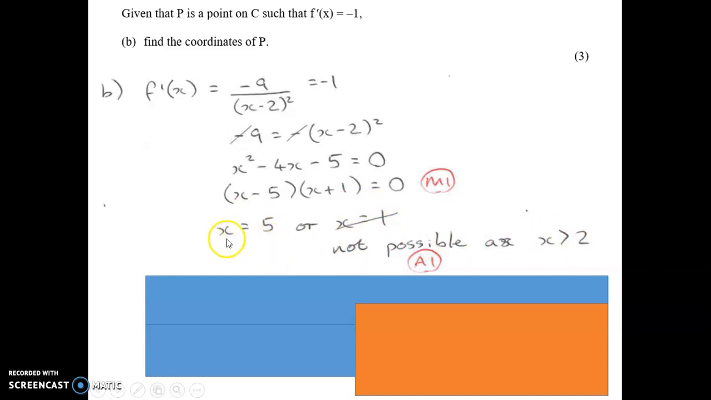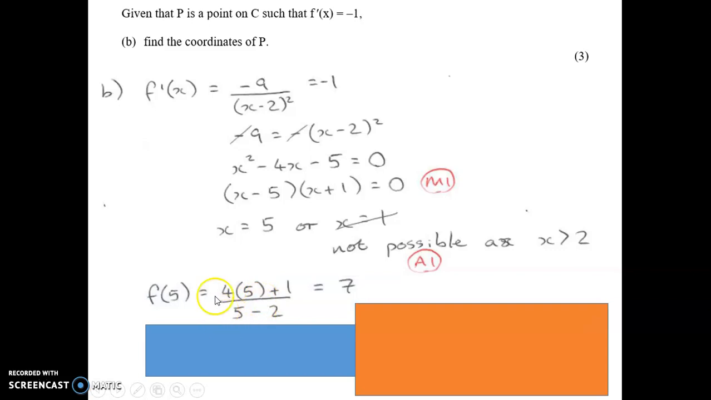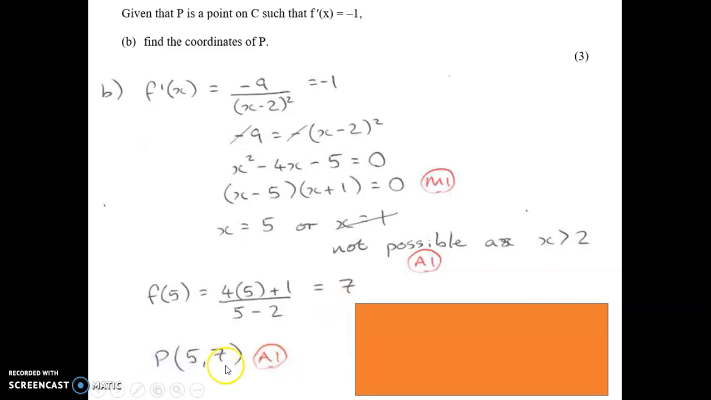So this is our value of x, but if you look at the question, we're asked to find the coordinates. So I've now got to find my y coordinate, so I need to substitute this back into the original equation. And be careful, don't substitute it back into the derivative. If you do that, you're just going to get the answer -1. We already know that. So you need to substitute it into the original equation, and that gives us a value of 7 for our y coordinate. And so these are our coordinates, and if you write them as coordinates, you will get that next accuracy mark.